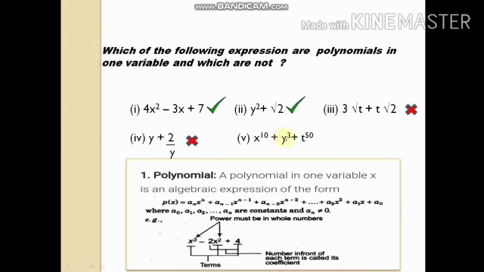And in this fifth part, you can easily see x to the power 10 plus y to the power 3 plus 10 to the power 50. All the exponents are positive integers. But we have to find here the polynomial which is in one variable. Here this is an algebraic expression, a polynomial also, but this is not a polynomial in one variable.